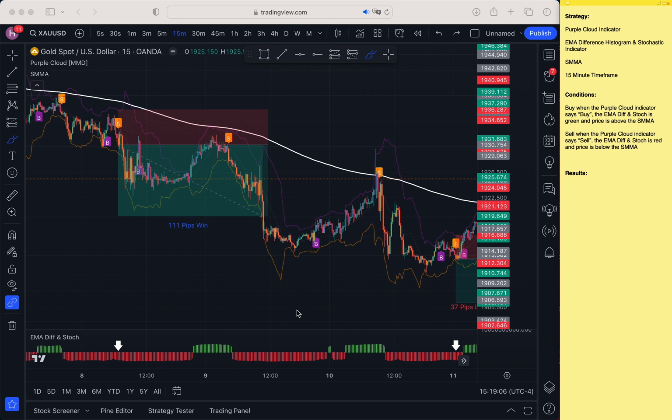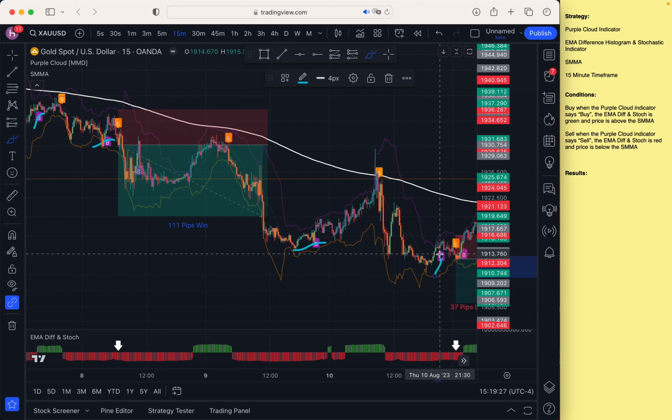Now I'm going to go back 2 months from today so we get a good sample size to test. So the first thing we're looking for with this strategy is whether price is below the smooth moving average, which is this white line, or whether price is above it. As you can see right now, price is currently below the smooth moving average. So all of these buy signals, we're going to be ignoring. We're not going to be taking them. Now, the second thing we're looking for is when we get a sell signal, is the histogram also red? This one isn't. So this is, again, another trade we would have ignored.